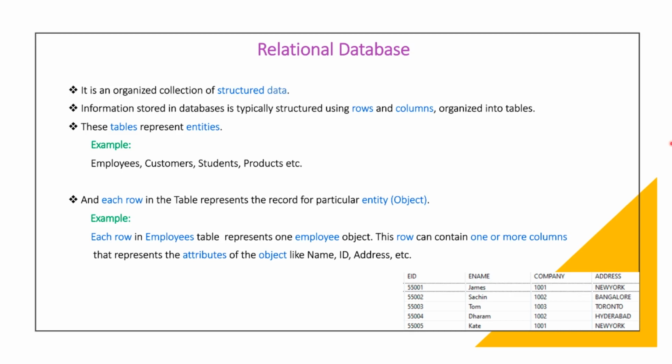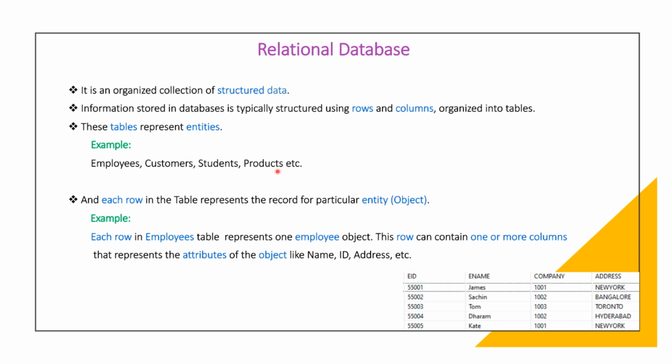Now we will understand what is a relational database. It is an organized collection of structured data. Information stored in databases is typically structured using rows and columns. It is organized into tables. These tables represent entities. Example: employees table, customers table, students table, products table, etc.